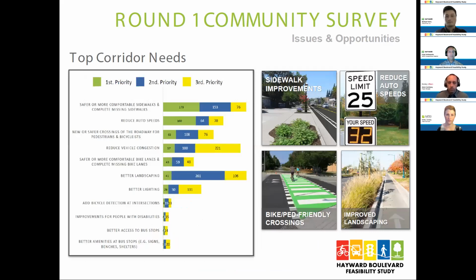In addition to the interactive map, we had some direct questions to find out what people felt the top needs for improvement of the corridor were. And sidewalk obviously came through. A lot of the people wanted to make sure that the sidewalks felt safer, more comfortable, that gaps were closed, that the desire to have a safe pedestrian environment. Many people commented on the auto speeds and how people just drive too fast and controlling that. Wanting to create safe crossings of the street for both bicycle and pedestrians, and also improve the landscaping, the visual appearance of the street. So let me go to the next slide too.